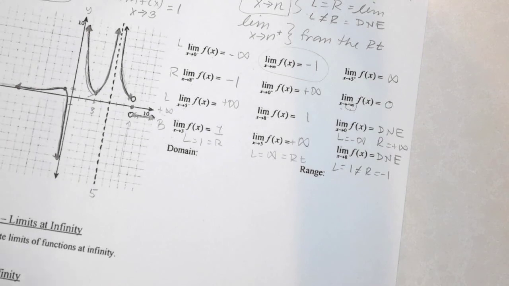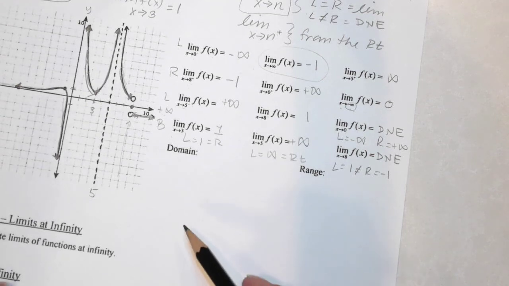So that's just learning how to look at the graph, which side to come from and what you're looking for. Your answers are always y values. What are your y's going towards?